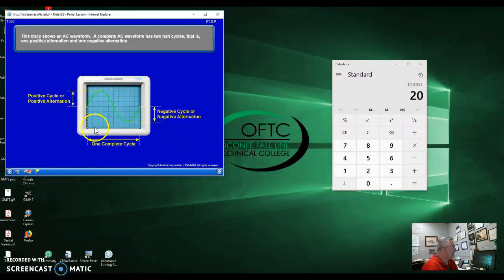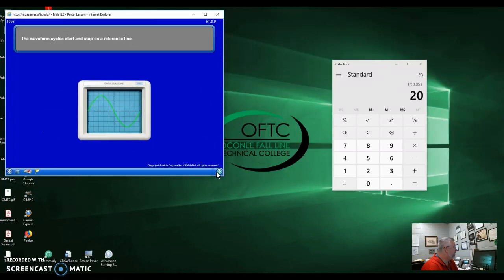So the positive cycle is anything that appears above the 0 line. The negative cycle is anything below the 0 line. And that's where we get peak to peak, positive peak, negative peak. And we have to have one complete cycle. Wherever we begin, we're rising to a peak, we're falling to a negative peak, and we're coming back up to the center line, which is where we begin. The next one would be over here, and we'll just keep cycling if we saw that continuously.